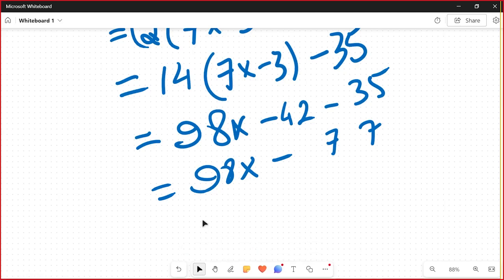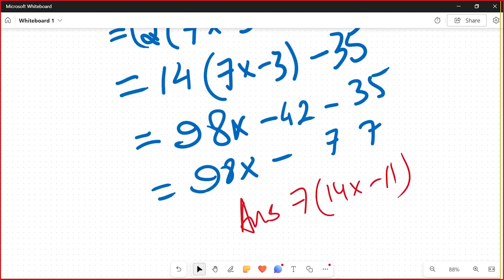I'll tell you the answer. In the book, the answer is, I'll take another color. Oh no, you're right. If you open the brackets of the answer they gave, 7 times 14x minus 11, it's the same as what you have. 7 times 14 is 98x minus 77, which is our answer also. It's just that the form is different. Does that make sense? Yeah.